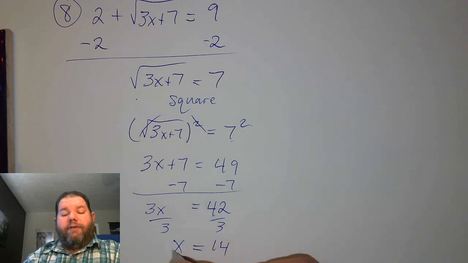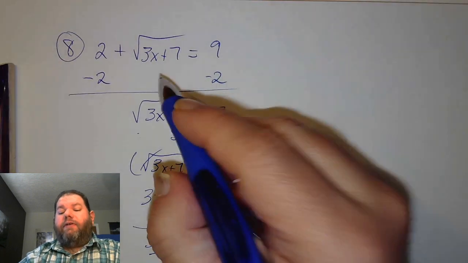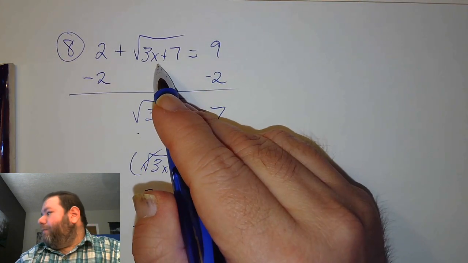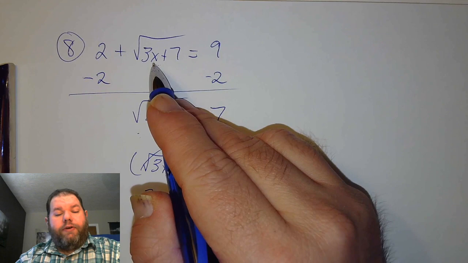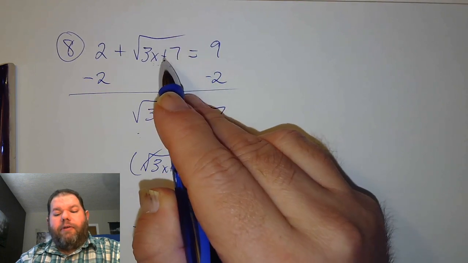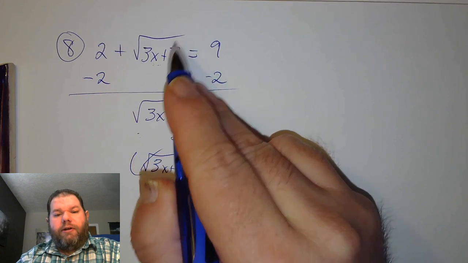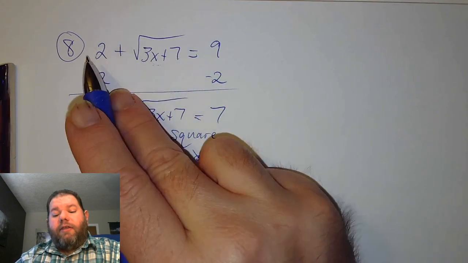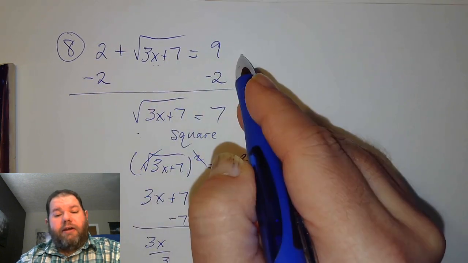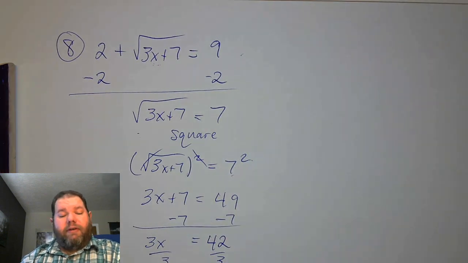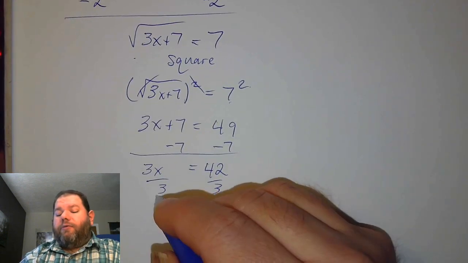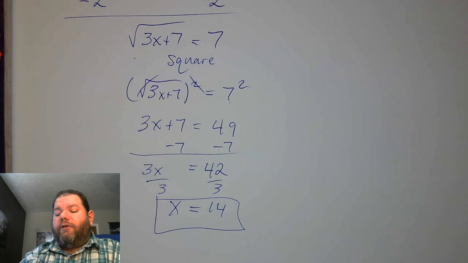So we want to take x equals 14, for instance, and plug it in here. 3 times 14 is 42, plus 7 is 49. Square root of 49 is 7, and then 2 plus 7 is 9, and that's a true statement. 2 plus 7 is equal to 9. So we know our x equals 14 is correct.